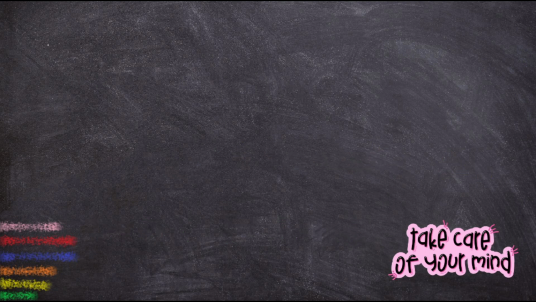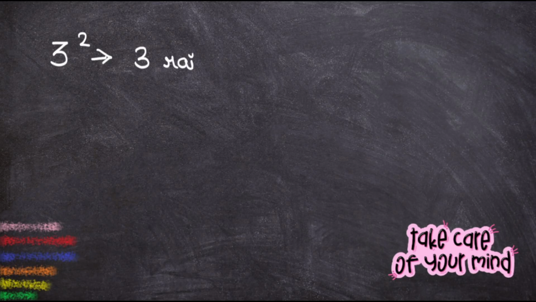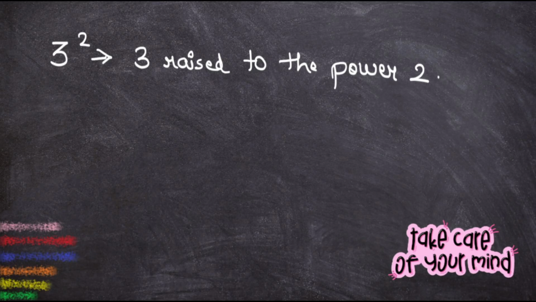Now how to read this? I'll take up one basic number, 3 raised to 2. Okay. So how am I going to say this? I am going to say it as 3 raised to the power 2. Okay. 3 will be the base number and 2 will be the exponent. So this is how you are going to be reading and writing the number.